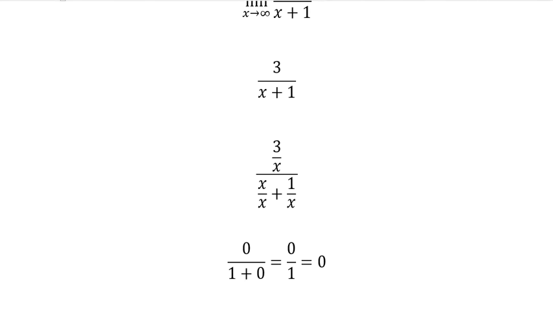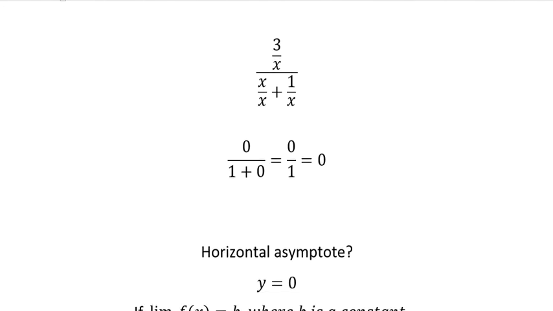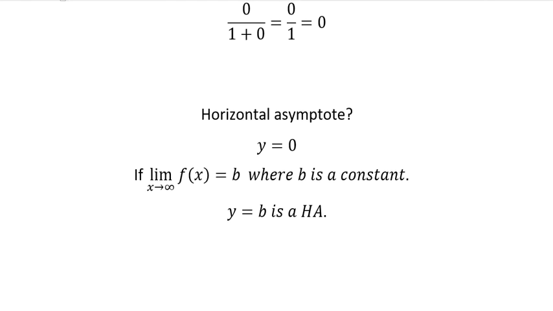So for the purposes of finding the limit as x approaches infinity, when we have 3 over x or 1 over x or anything that's over x or over x squared, those just drop out to 0. So then what we end up with is 0 over, and then x over x is just 1 because anything over itself is just 1. So we have 0 over 1 plus 0, which gives us 0 over 1, and then that just gives us 0.